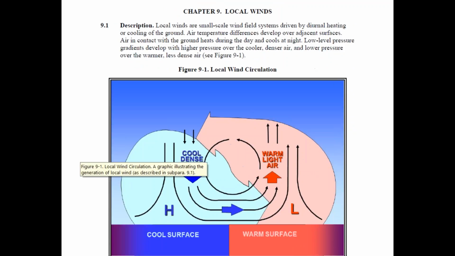Okay, now we're going to jump into local winds. Local winds are small-scale wind fields driven by diurnal heating or cooling of the ground. Air temperature differences develop over adjacent surfaces. Air in contact with the ground heats during the day and cools at night. Low-level pressure gradients develop with higher pressure over the cooler, denser air and lower pressure over the warmer, less dense air. So this is basically diving into different local areas depending on where you live.